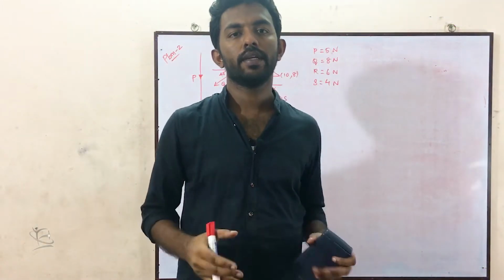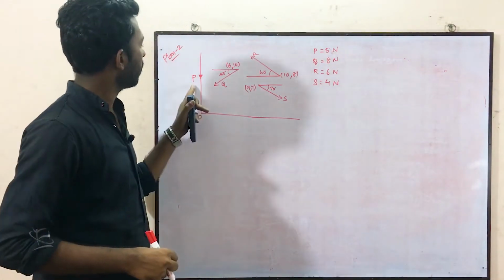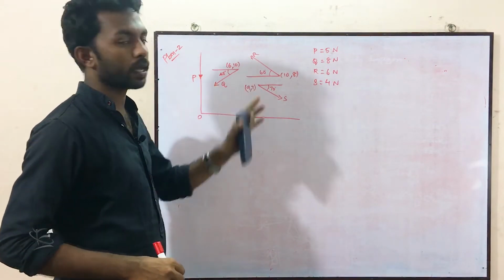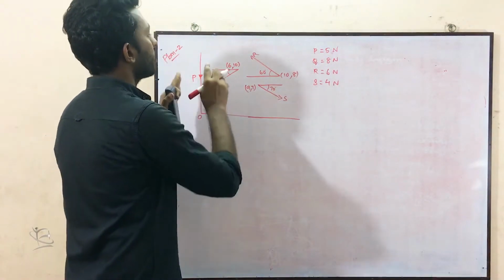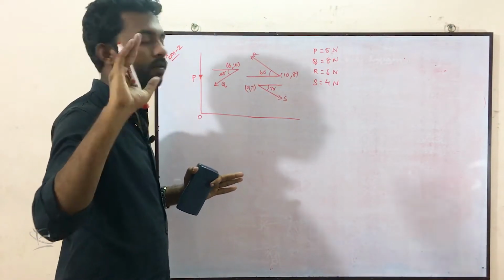Okay, now we are going to discuss multiple forces. Here, P, Q, R, and S. Totally 4 forces are acting in a single plane, coplanar. And for all these forces, there is no intersecting point, so they are non-concurrent forces.